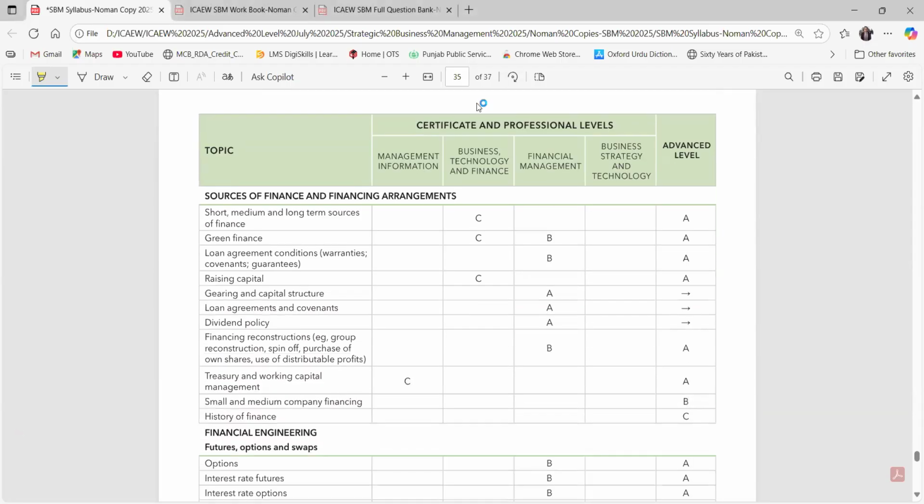Then we talk about another major area, that is basically sources of finance and financing arrangements. In sources of finance, we have different types of loans, different types of financing. As we know, short-term financing, medium-term financing, and long-term financing as well.